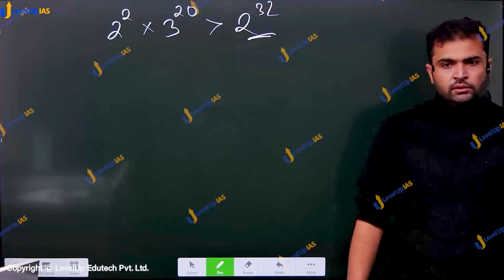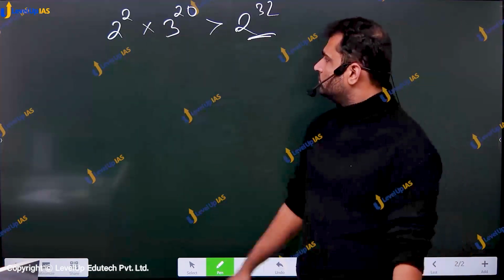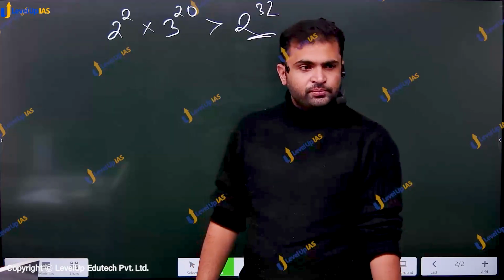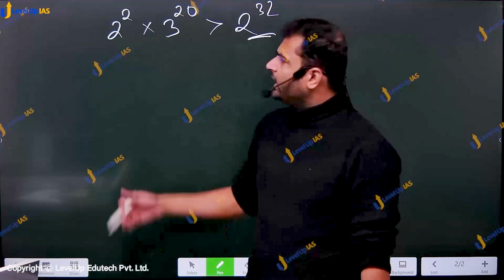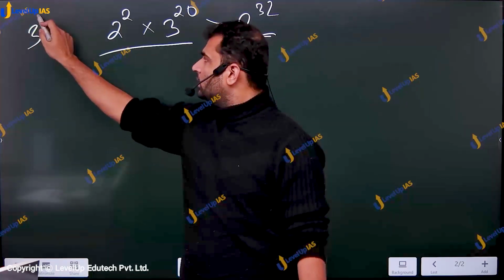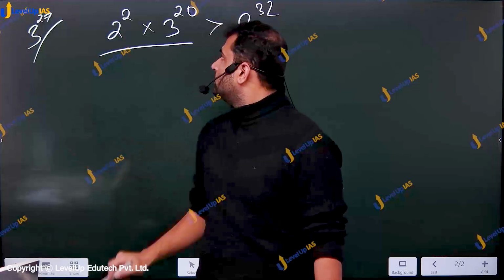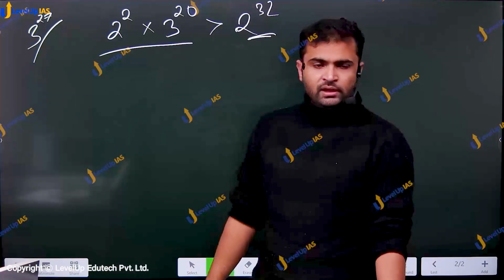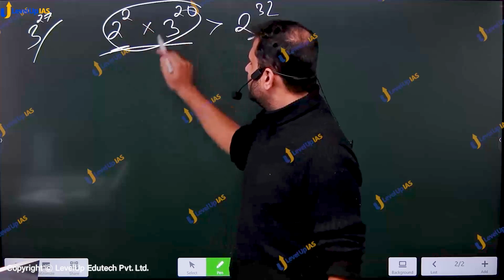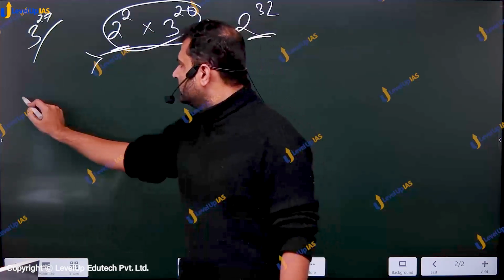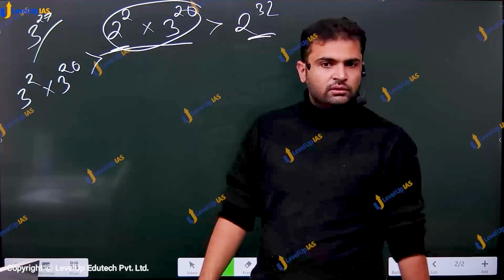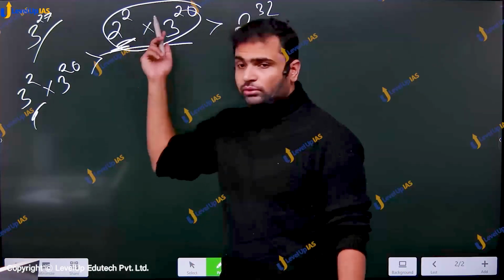Okay. Now this 2 raised to 2 is definitely smaller than 3 raised to 2. Again I want to go from here to our 3 raised to 27. We have 3 raised to 20. I can say that this number is definitely smaller than 3 raised to 2 into 3 raised to 20, because 3 raised to 2 is greater than 2 raised to 2.